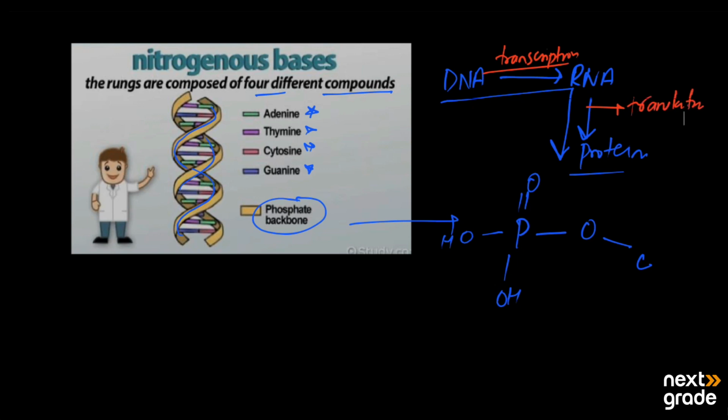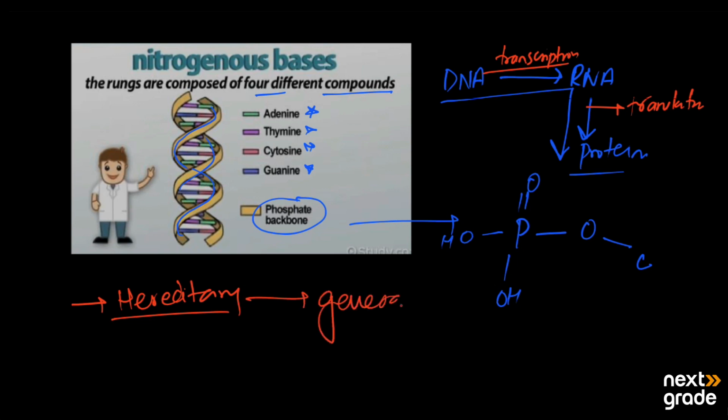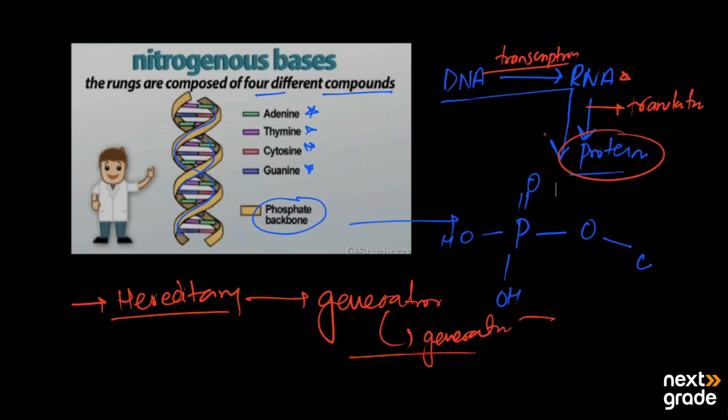So nucleic acids are known as the hereditary material, and that hereditary material is passed from one generation to another in the form of DNA, and then the RNA is responsible for making the types of proteins in the human body. So this was a simple overview of the nucleic acids, which have two types, DNA and RNA.